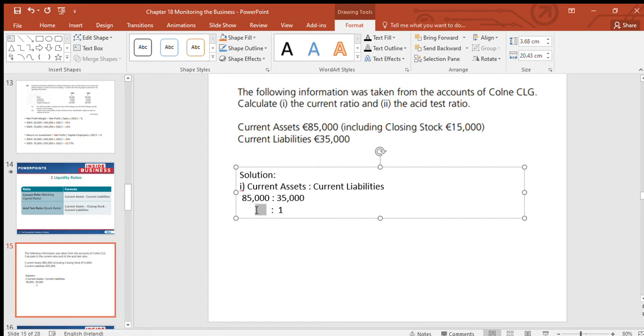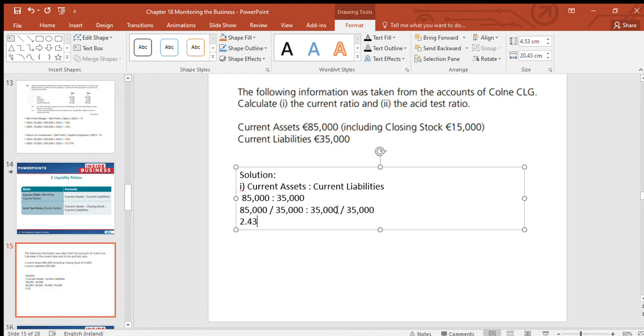So this here for my 85,000, if I divide 85,000, so I'm just going to write it out. 85,000 divided by 35,000 is to 35,000 divided by 35,000. What have I done? I've taken this here and I've divided both sides by the smaller number. 85,000 divided by 35,000 gives me 2.43.